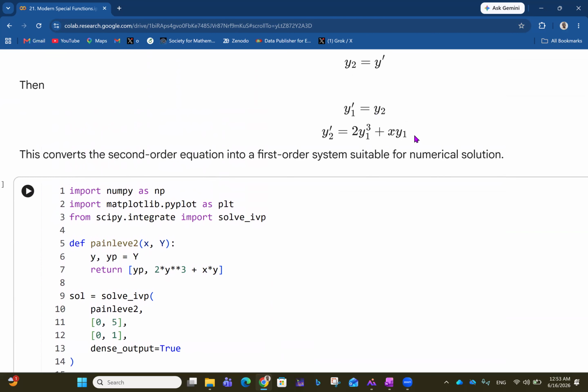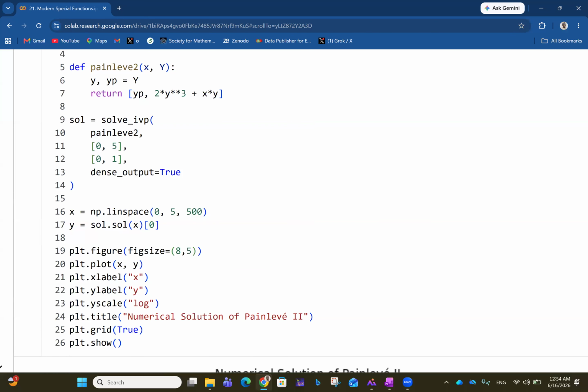So because we have 2y cubed plus xy, with that in place, the solution will now be: we call the function solve_ivp for Painleve 2 with initial condition 0, 1. That's y1, y2. And then we have dense output, which is true. Then you have x from 0 to 5 in 500 divisions, and then the solution. So pick the first solution here. So then you can plot the figure with all this.